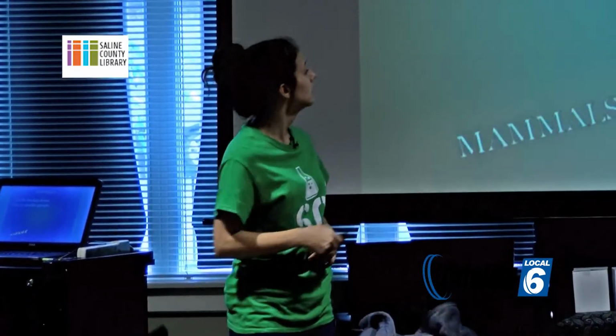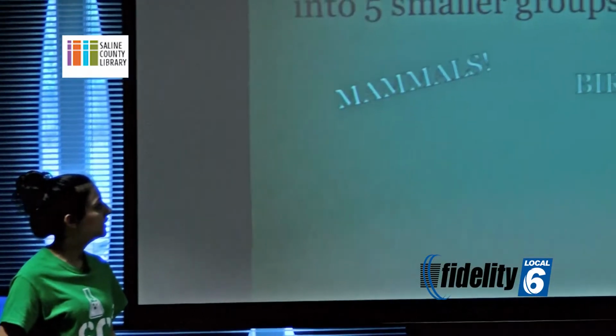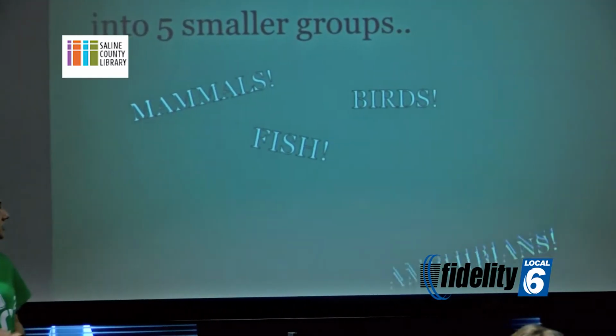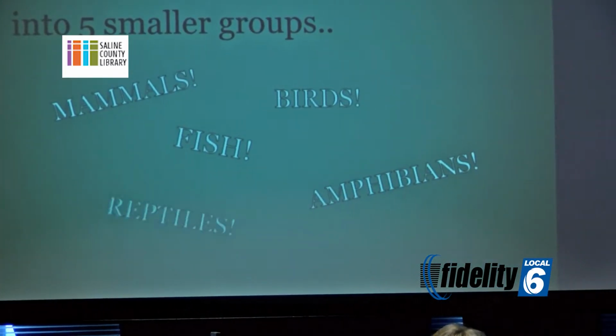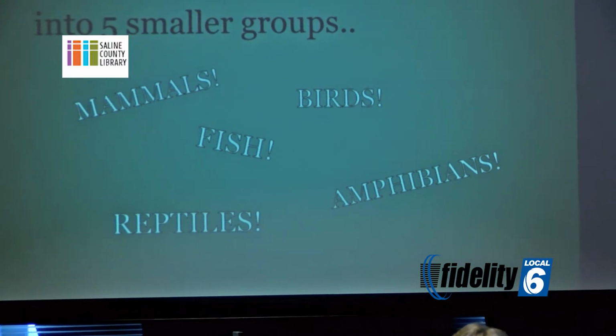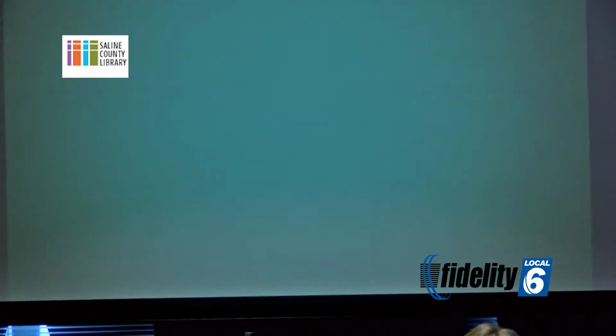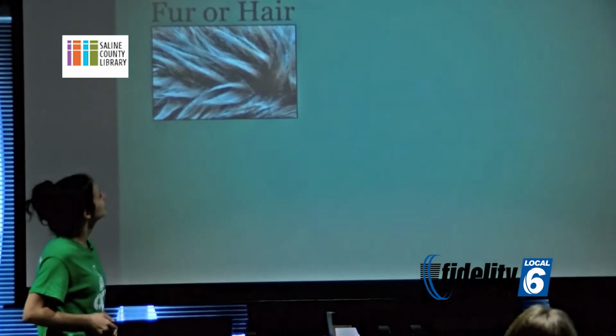And those can be broken down into 5 smaller groups: mammals, birds, fish, amphibians, and of course reptiles, my favorite. All right, let's start with mammals.